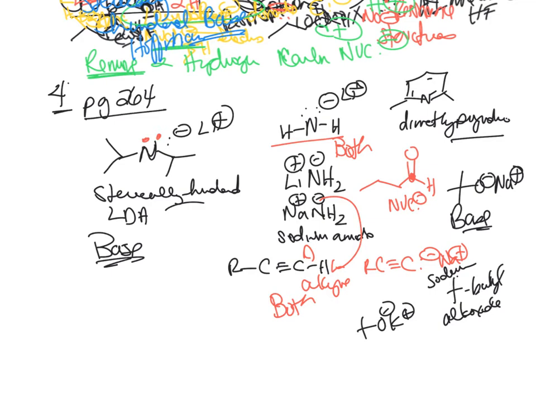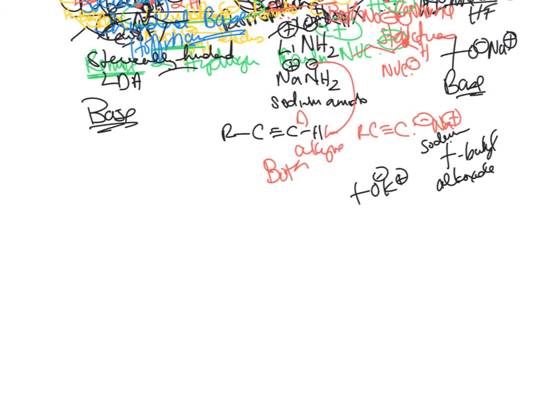And those are your Hofmann bases. They're sterically hindered. Draw the most likely product that forms when butanal reacts with LDA. So 4,4B. There's your butanal.